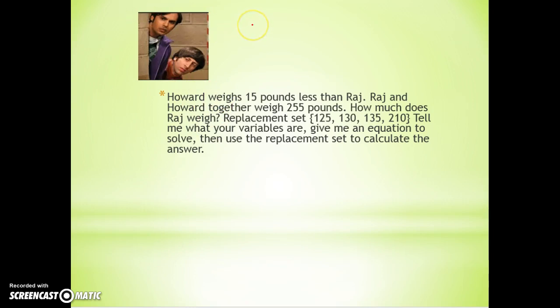So let's attack it one sentence at a time. Howard weighs 15 pounds less than Raj. So how could we make things even? Well, if we took Raj and made him lose 15 pounds, they would be equal. We know the next sentence, Raj and Howard together weigh 255 pounds. So Raj plus Howard is equal to 255.